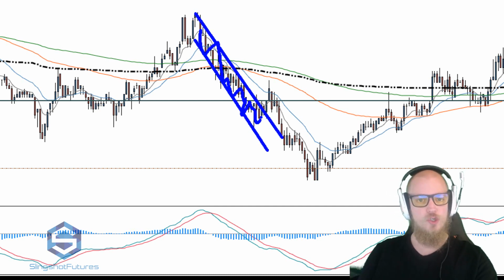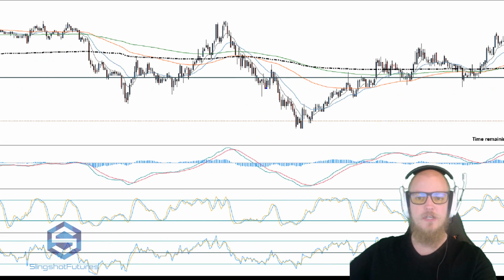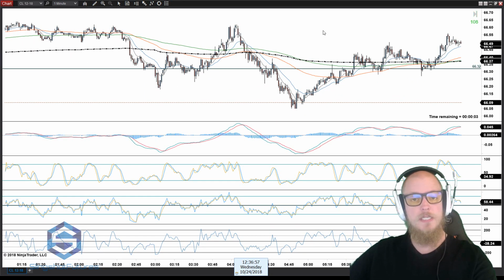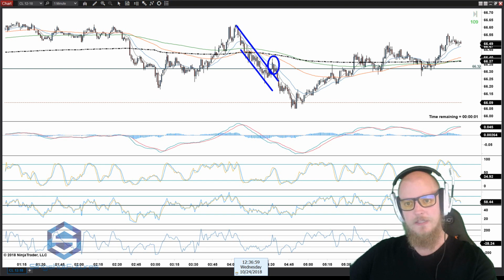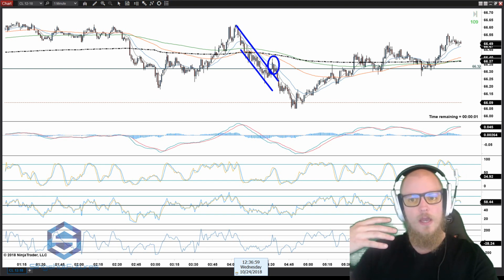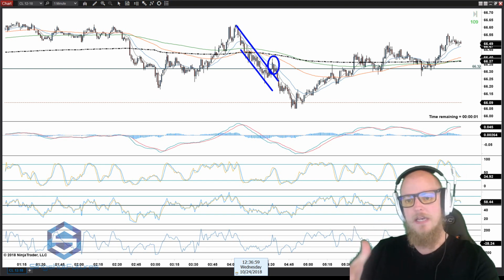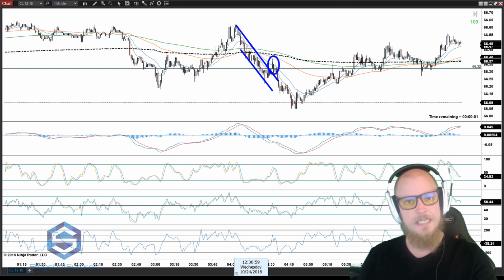That is a good, strong move, and that's a general concept of trying to find what these impulse legs look like. So what we're looking for is within this impulse leg, once we start breaking out of this move down, right, we get a corrective phase back up. Now, in this case, I say corrective phase because if we look at all of our indicators, everything is pointing to a continuation to the downside.